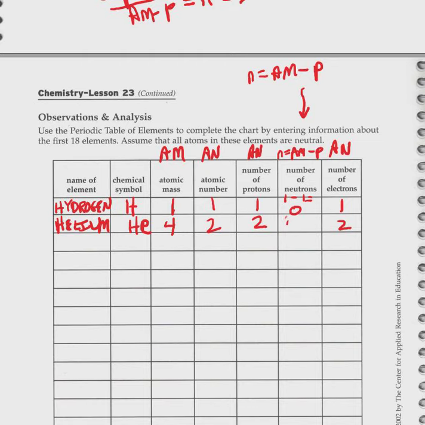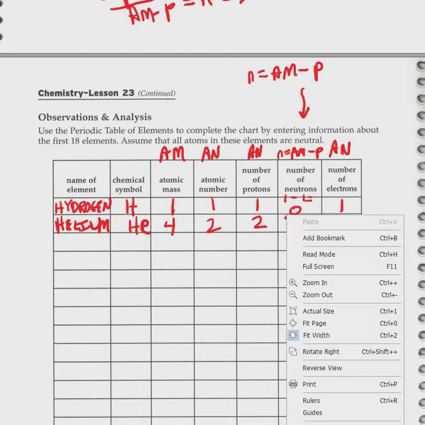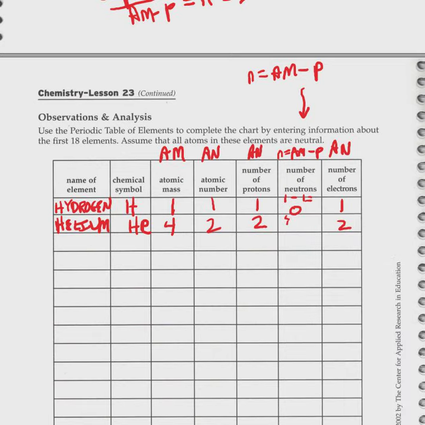So the atomic mass for helium is going to be 4, minus the number of protons, that's 2. That's the atomic number. So 4 minus 2, there are 2 neutrons.